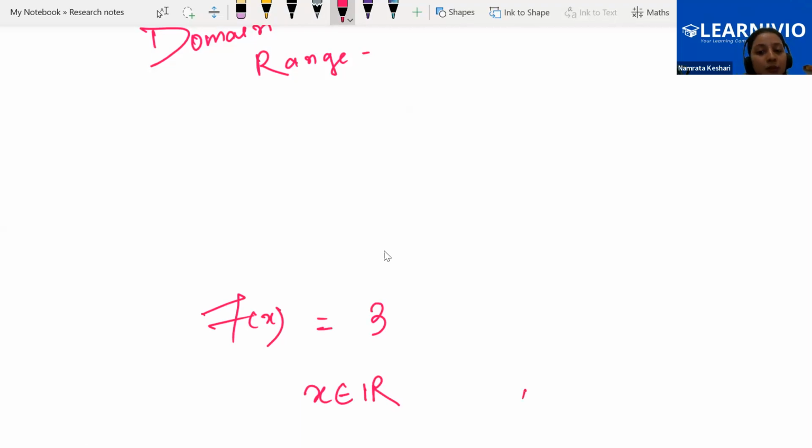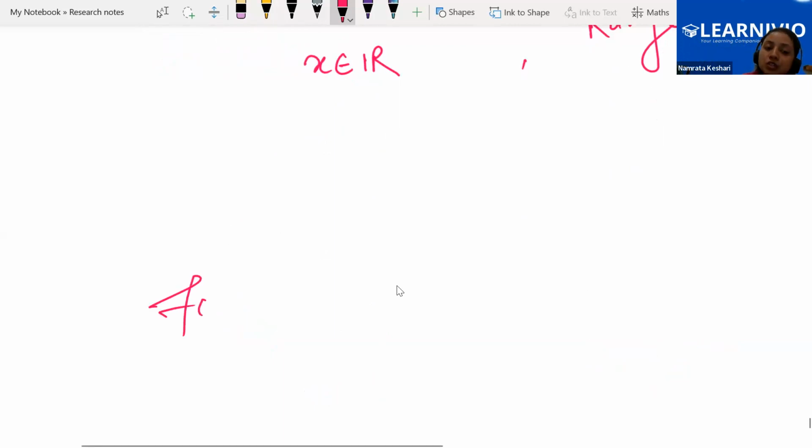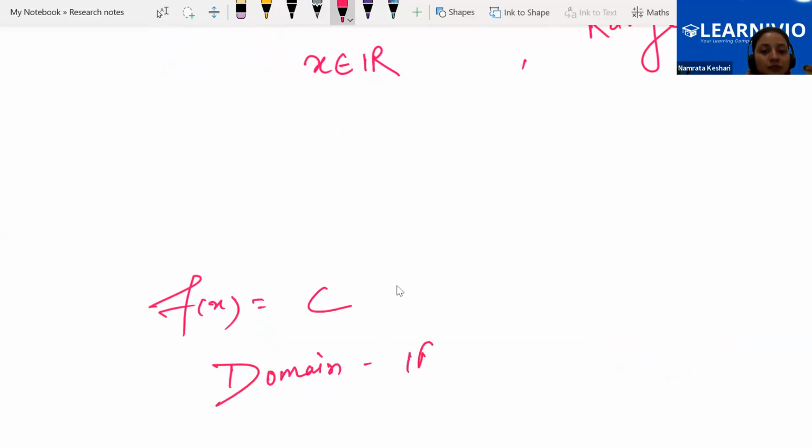And what will be the possible output y value, the range? It will always be just 3. Whatever you want, take it as x: x is 0, x is 1, x is 2, x is 0.1, x is 0.5, x is 0.6, any number, but your range will be 3 only. So for a constant function of the form f of x equals c, the domain is all real numbers and the range is just c.